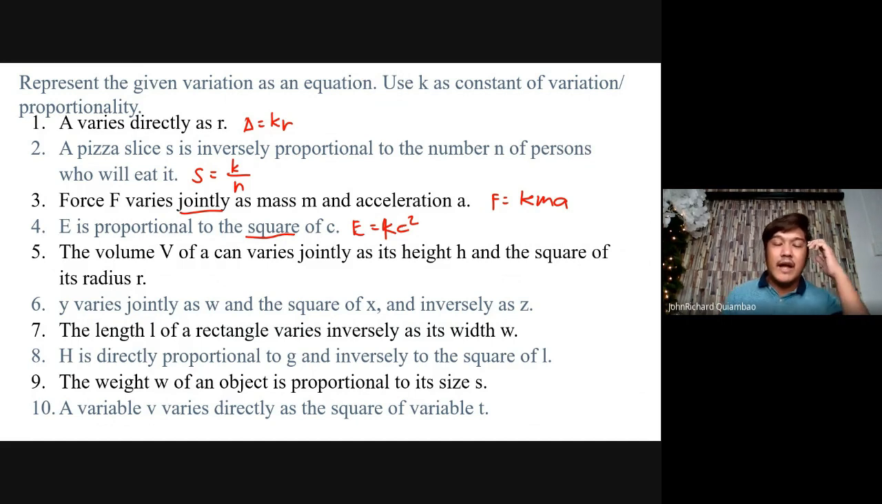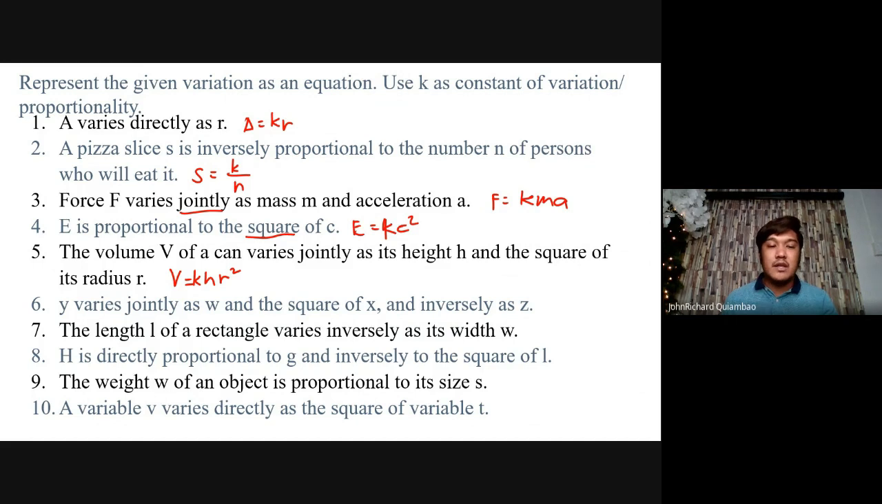The volume of a can varies jointly as the height h and the square of the radius r. So V is equal to h and the square of r, so r squared. And you will be having k as a constant of variation. So V is equal to khr squared. So let's move on. Let's have number 6.